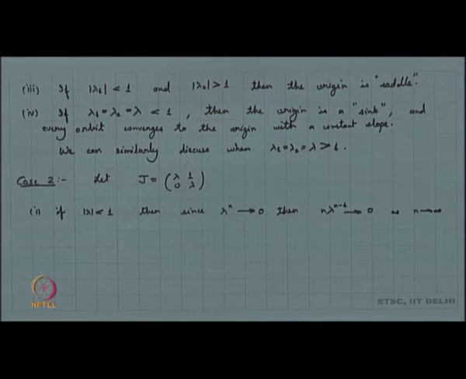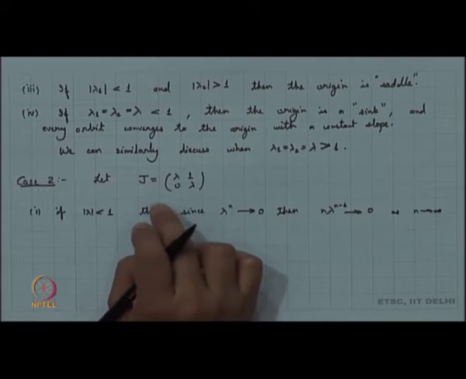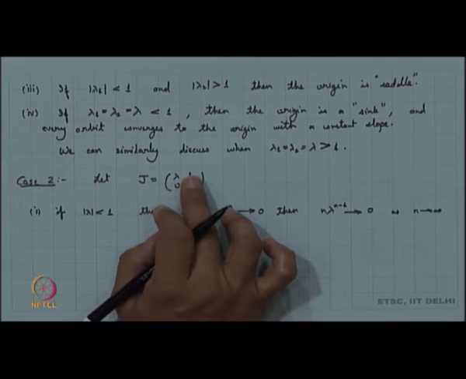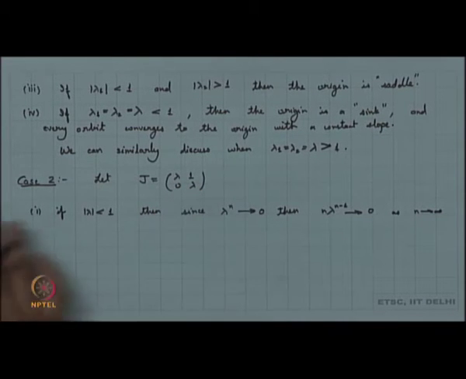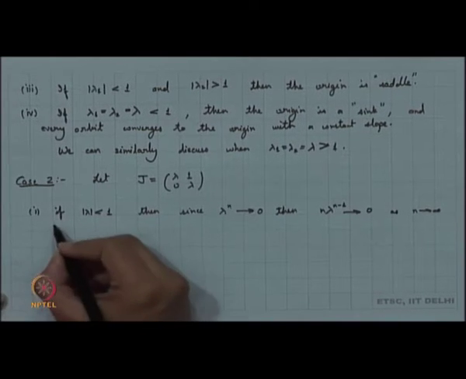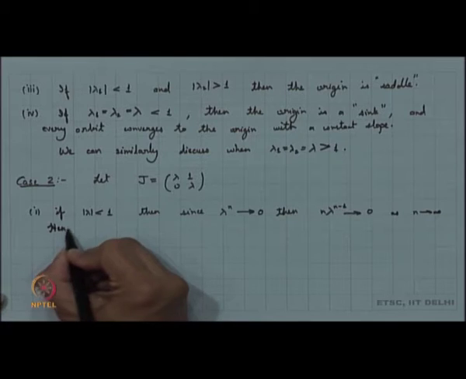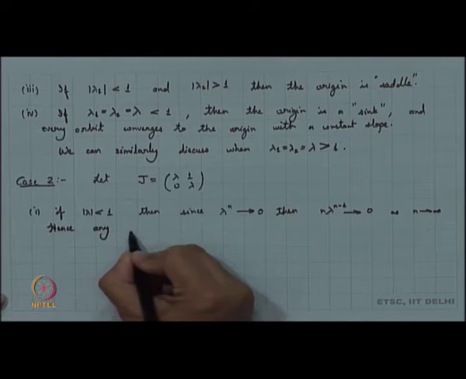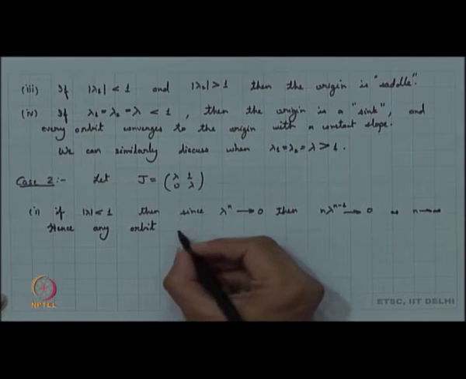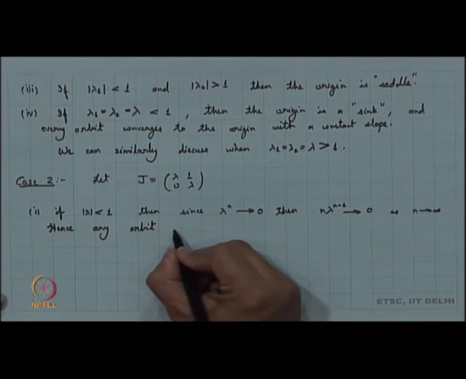What happens in this case now? If you look into J to the power n, it was basically lambda to the power n, n times lambda to the power n minus 1, lambda to the power n, and this is basically converging to 0. So, if you start with any orbit, any orbit is going to converge to 0. Hence, any orbit converges to the origin asymptotically.